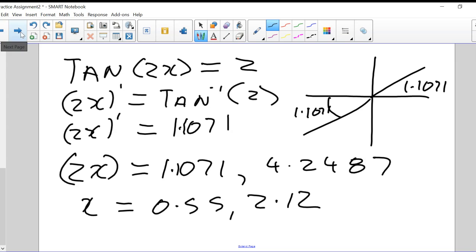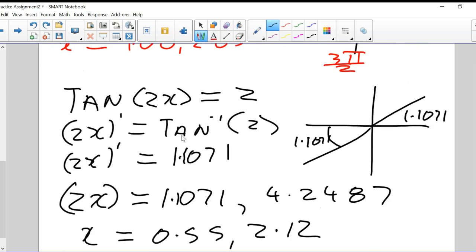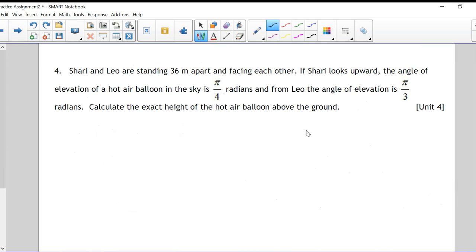Let's move on. And I apologize, I usually like to put all my answers together. So 0.55, 2.12, and so we got 1.08, 2.65. So all my answers are together in one spot. Let's move along. And all answers, by the way, are in that 0 to pi range. Okay? All right.